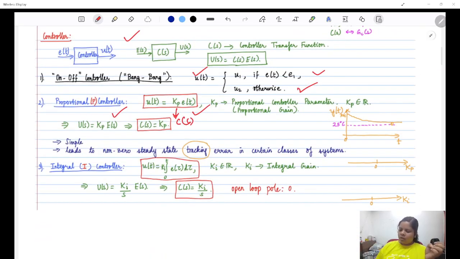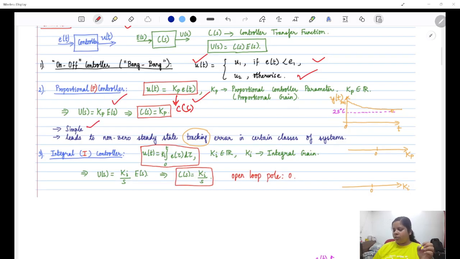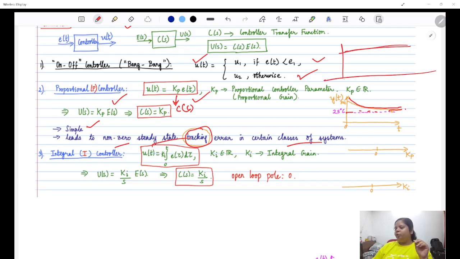This is really simple, and it leads to non-zero steady state error. Non-zero steady state tracking error means you want to track an input of 25 degrees C, but eventually where you settle is not exactly 25 degrees C. There would be some error. So proportional control leads to non-zero steady state error in certain classes of systems. Also, the higher the Kp value you have, the faster you'll be able to achieve the response. For example, if you want to track some input, if you have Kp equal to 1, you would track it like this. If you have Kp equal to 10, you will track faster.